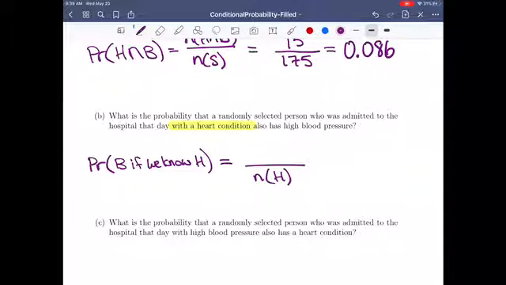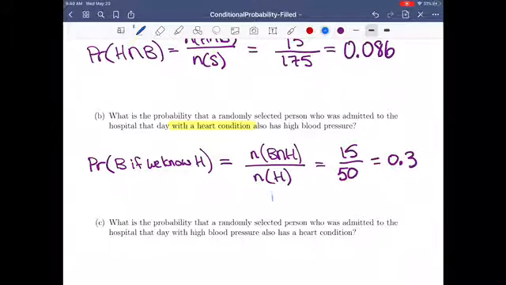Now on the top, I don't want to write N of B because sometimes you're going to have high blood pressure with no heart condition, and we're definitely not going to get those people. So what we have on the numerator is actually B and H. We already know they're in H, and we want to know the probability they're also in B. So we have 15, the same top, and the number of people with a heart condition was 50. So this is 0.3 if you compute it.